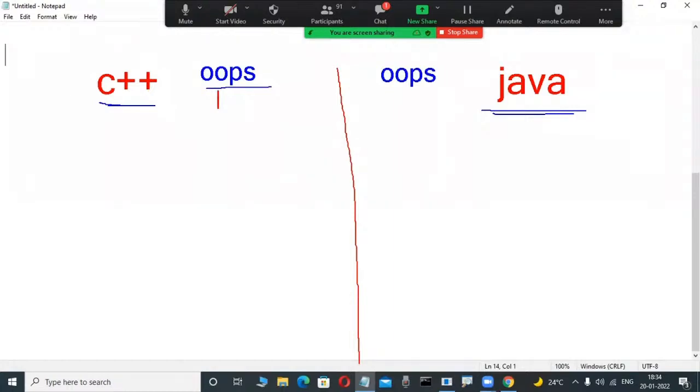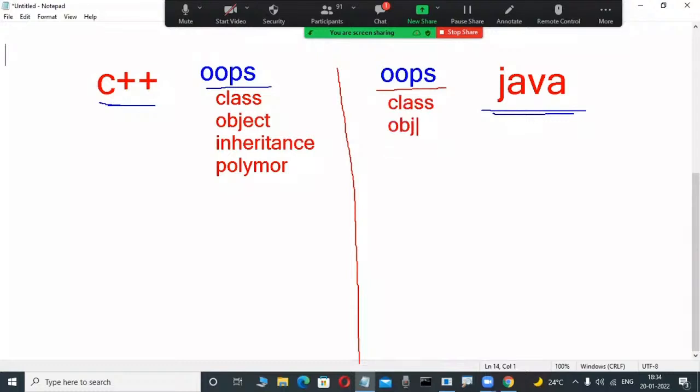A class is a concept. Object is a concept. Inheritance is a concept. Polymorphism is a concept. Maybe so many fellows have an idea. Same here in Java also: OOPS concepts, what is a class, what is an object, what is inheritance, what is polymorphism. So many concepts are there. That's why conceptually class, object, inheritance, polymorphism are the same.